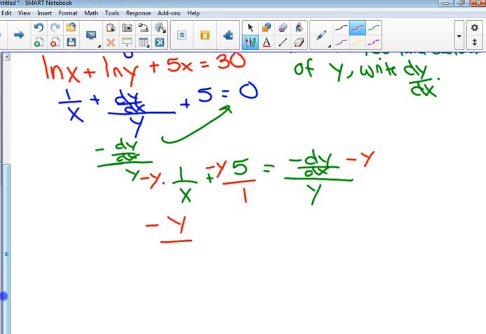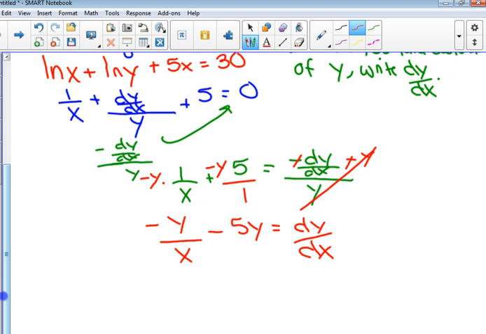So this would give you negative y over x minus 5y. And then here, those are going to go under negatives to make a positive. And then dy dx is alone. Yeah. Good job. Thank you. Great work, Marty.